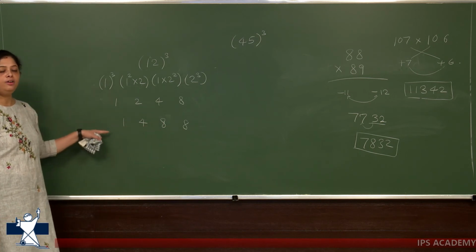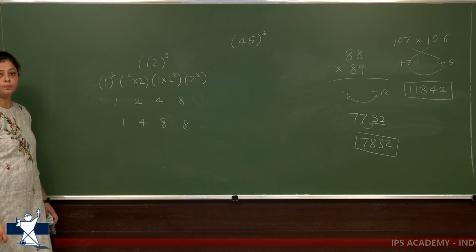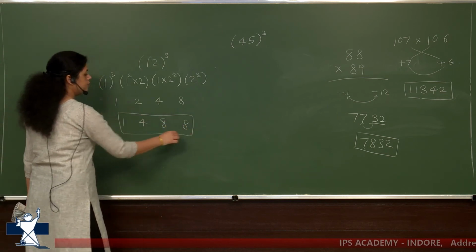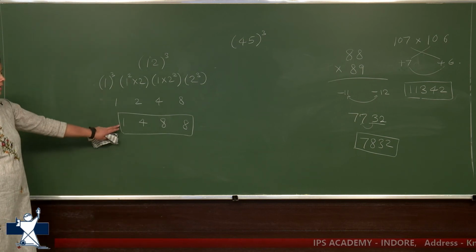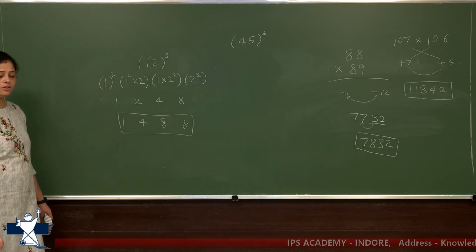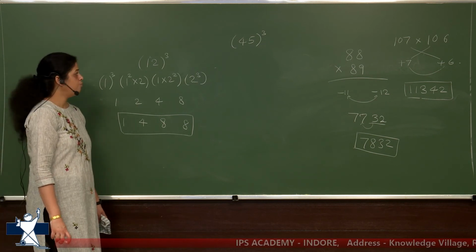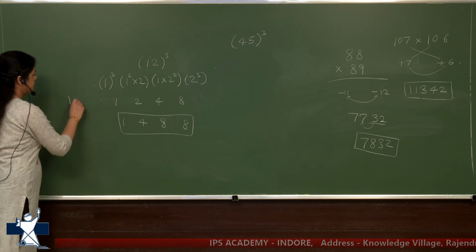So this will be our final square, or final cube. We are going to write as it is. Since there are no 2 digits involved in any of the numbers, we are going to write it as it is. So now 12 cube is 1488. 144 into 12 कितना होता है?